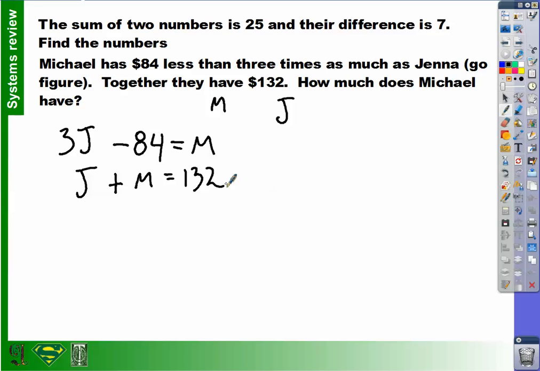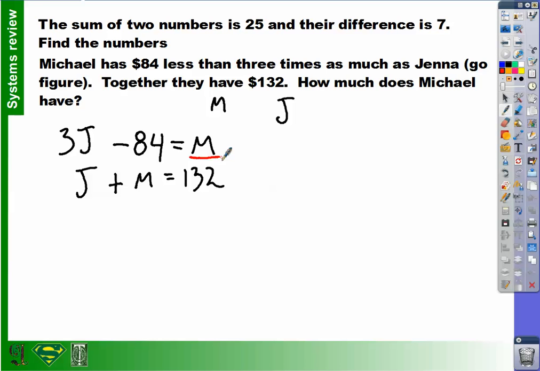Which method of solving this system is going to be the easiest? Is it going to be multiplication and addition? Is it going to be substitution? Is it going to be by graphing? Ethan? Substitution. This is going to be one where substitution is easiest. So what variable are we going to use as our substitution vehicle? Well, M is already by itself. Jenna is saying her brother is already all by himself.